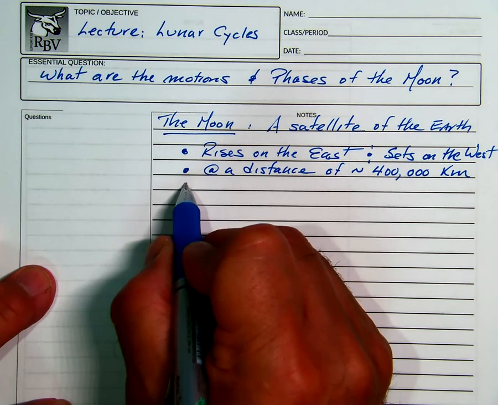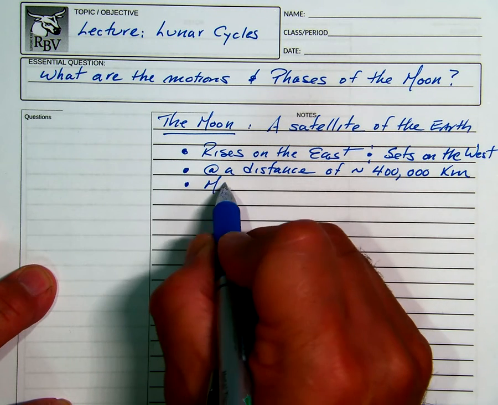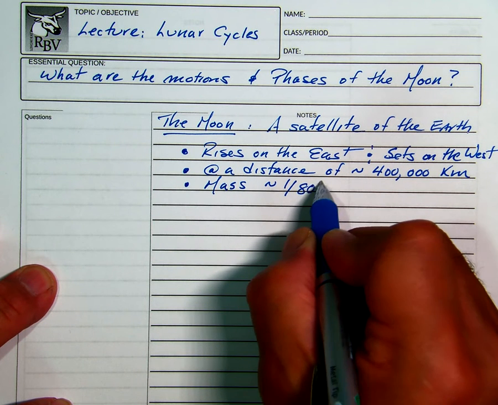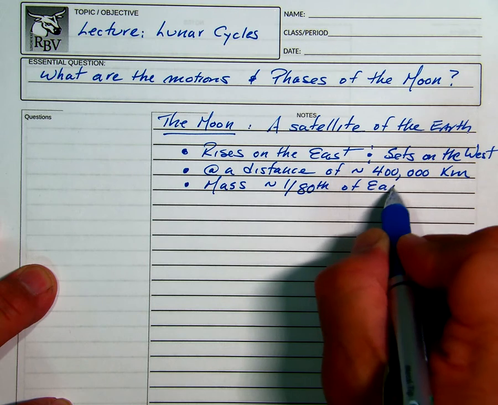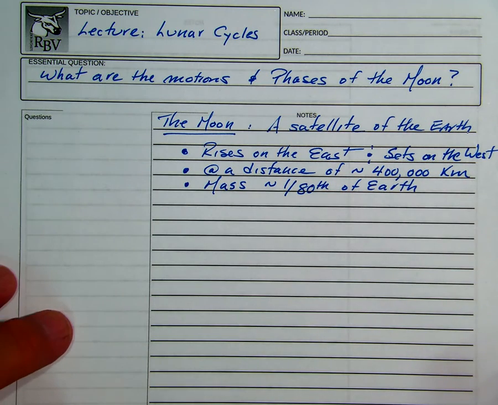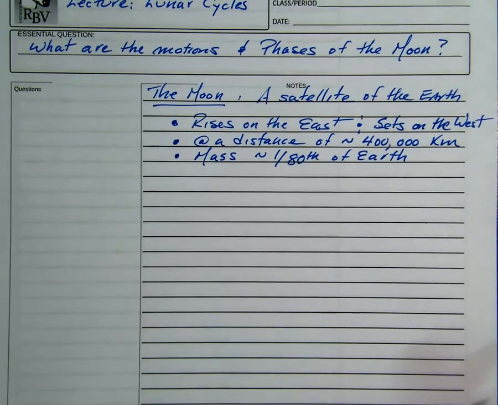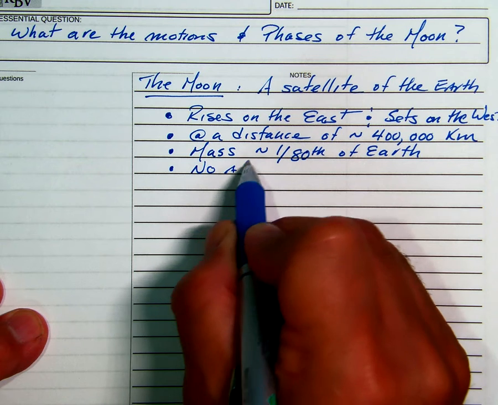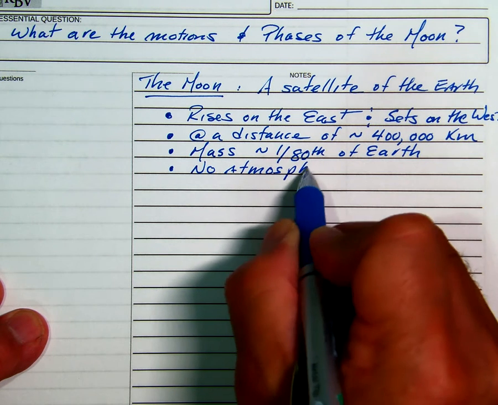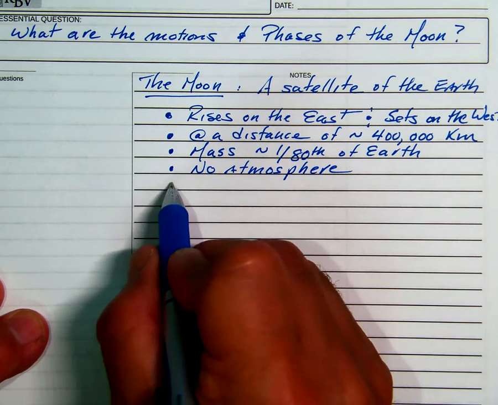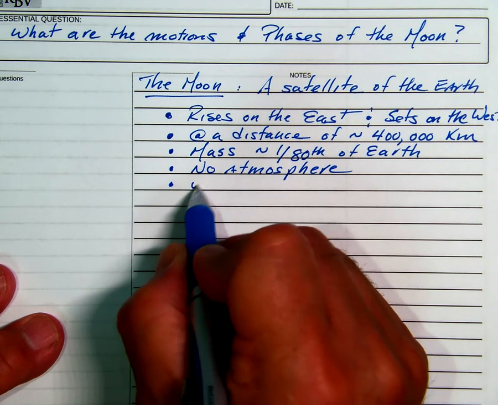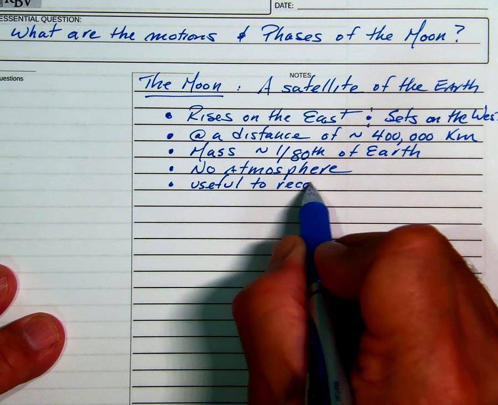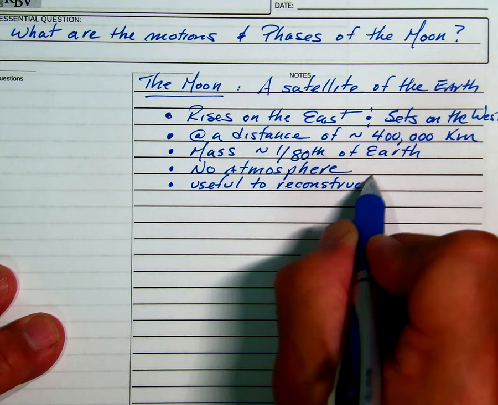Compared to the mass of the Earth, its mass is approximately 1/80th of Earth. I think I said 1/8, it's 1/80th. There is no atmosphere. And it's useful to reconstruct planetary history.